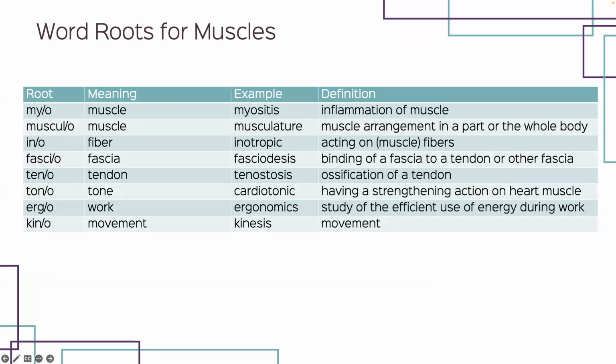And then our word roots that we have are going to be myo for muscle, musculo as well for muscle. Ano is going to be for fiber, so not necessarily the fiber that you inject, but your muscle fibers themselves. Fascio is going to be for fascia. Teno is for tendon. Tono is for tone, so something that's cardiotonic is strengthening action of that heart muscle. So it's toning up that heart muscle. And then kino is movement. So kinesis just means that it is movement.